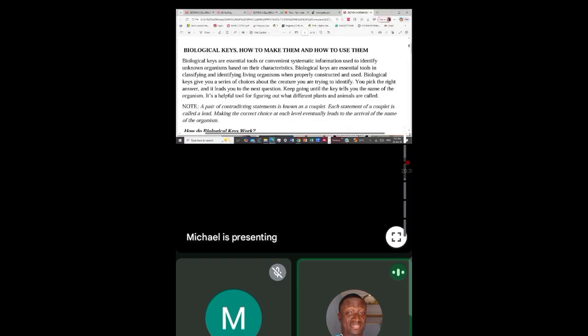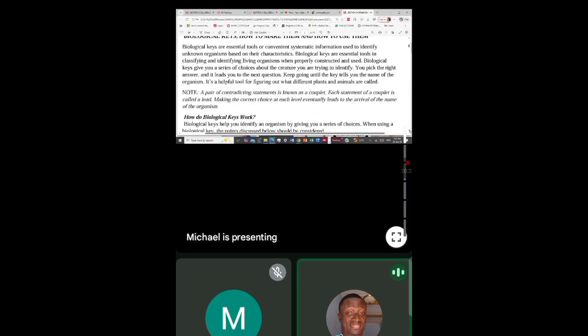So let's know this, a couplet. A couplet is a pair of contradicting statements that are used as a guide to help us identify organisms. So they contradict each other. Either you are on the other side or on the other extreme. So that is a couplet. Two contradicting statements: it is tall, it is short, it is light skin, it is dark skin. So the light skin will go to one side and the dark skin will be at the other side. That is a couplet. Now, each statement of a couplet is called a lead.